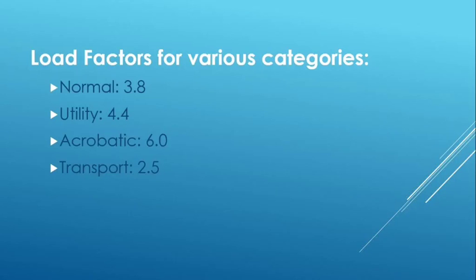We're also going to use the categories, normal, utility, acrobatic category aircraft, but these are the load factors that these various categories of aircraft are built to. So normal category 3.8 Gs, utility 4.4, acrobatic 6, and transport category 2.5, and these are all positive load factors. Negative load factors are less.